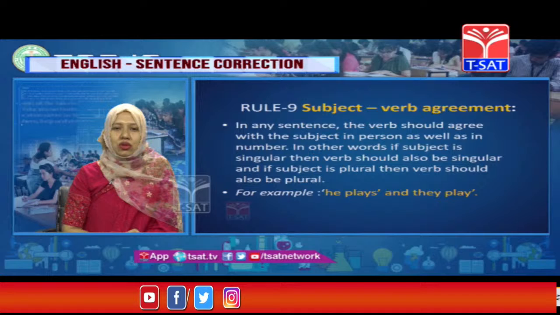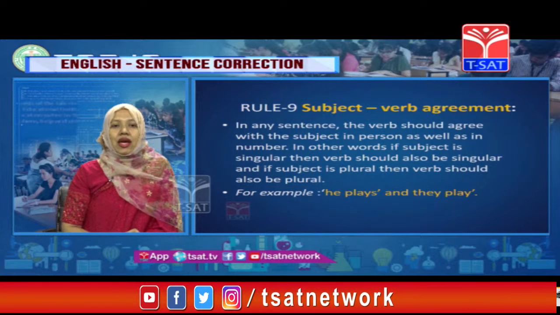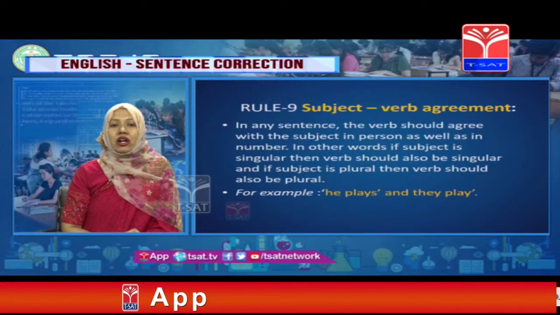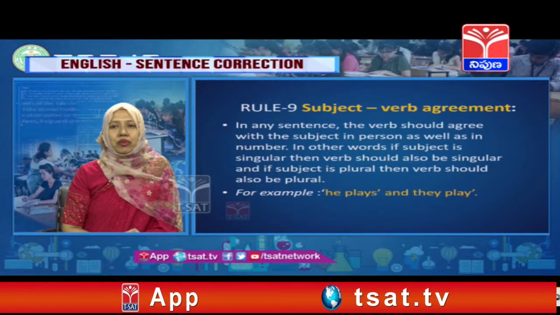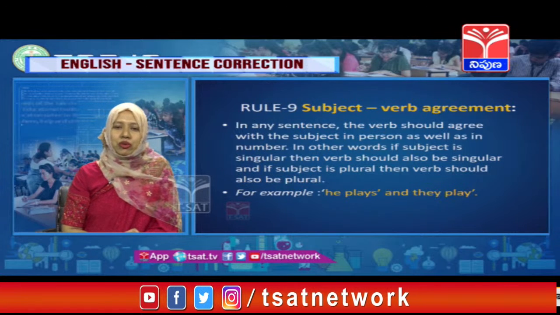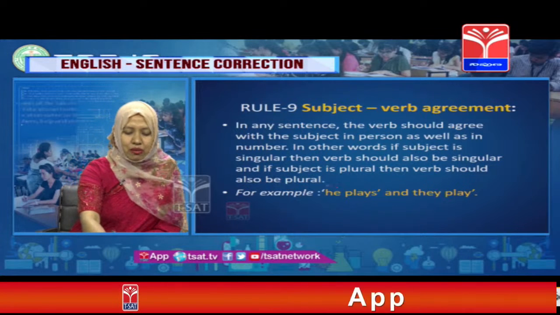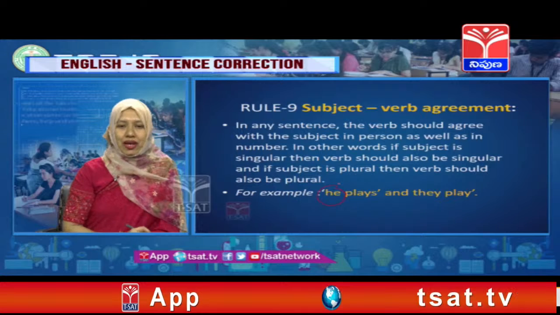Now moving to the next rule, rule 9, subject and verb agreement. In any sentence, the verb should agree with the subject in person as well as in number. In other words, if the subject is singular, then the verb should also be singular. If the subject is plural, then the verb should be plural. I hope you know this rule. So always remember, in this example, he plays.